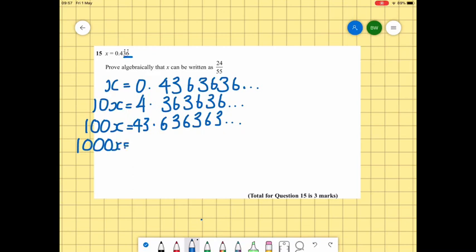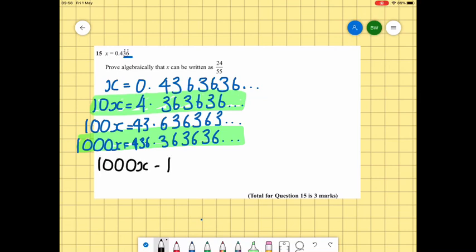1000x would get me 436.363636. Now, what I can do is use this equation, this equation here, and this one here, to help me to work this answer out and to prove this algebraically. Because if I did 1000x minus the 10x, I'd be doing 436.363636 minus 4.363636, and that recurring decimal part would disappear.